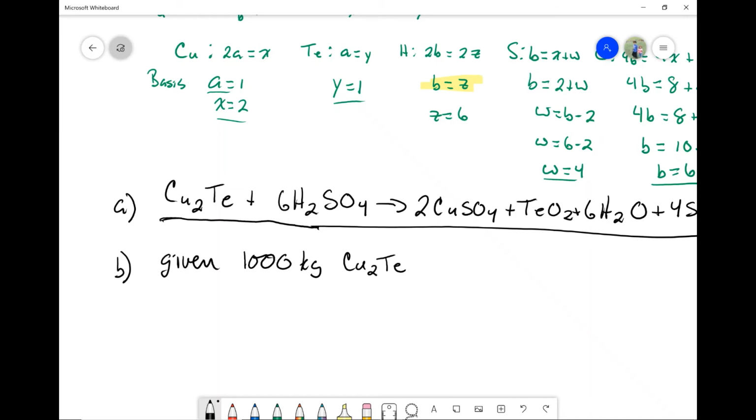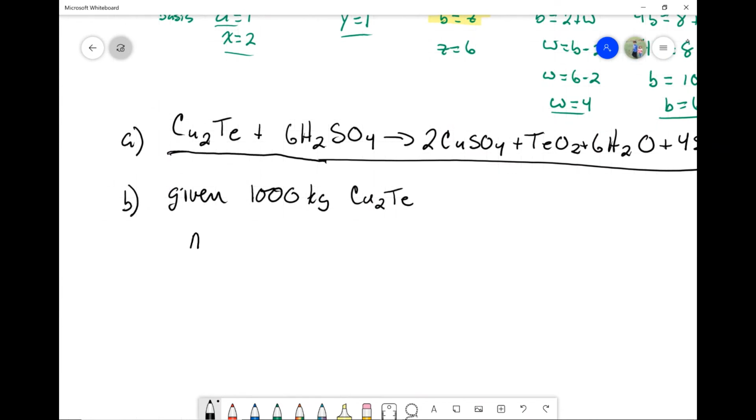So we need the molecular masses to go back and forth between mass and moles. So we need molecular mass. And so for copper telluride, the molecular mass is 254.68. And I should probably check that.